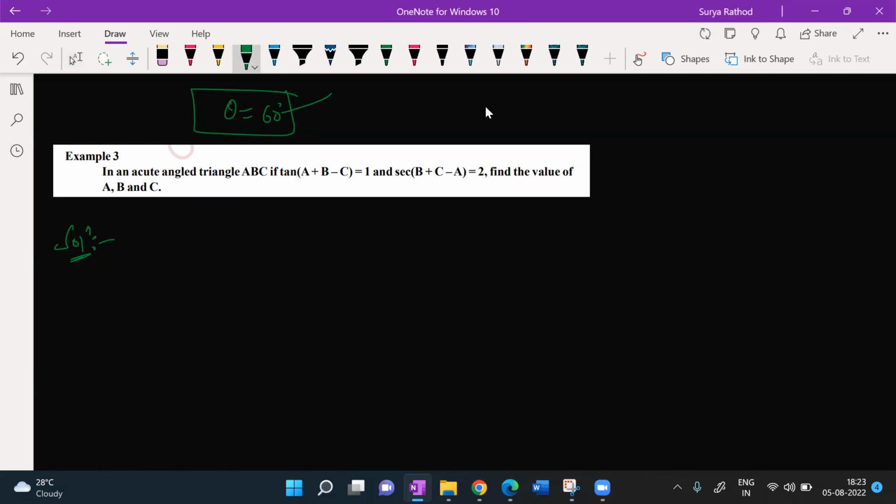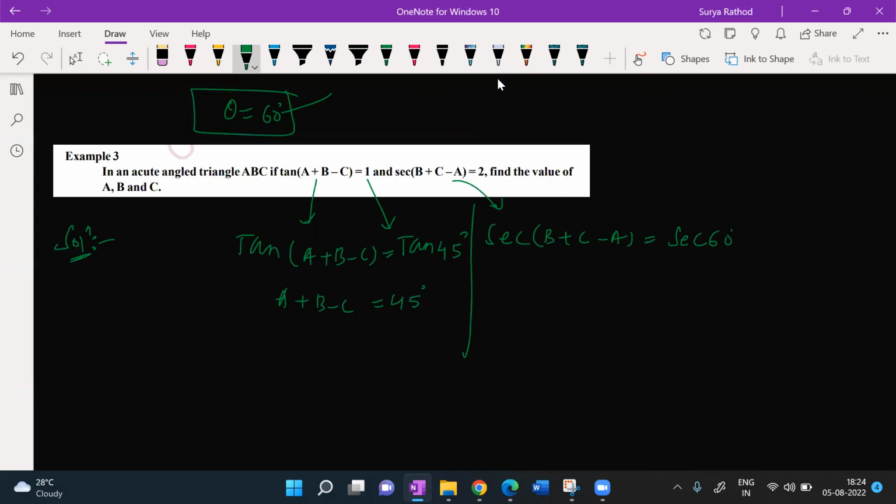So tan(A + B − C) = 1 is given, right? Now from this, can I write tan(A + B − C) as tan 45 degrees? So A + B − C = 45 degrees. Similarly, sec(B + C − A) = 2. In the secant table, 2 comes at sec 60. So if I remove secant on both sides, B + C − A = 60 degrees. Let us take this as the first equation and this as the second equation.